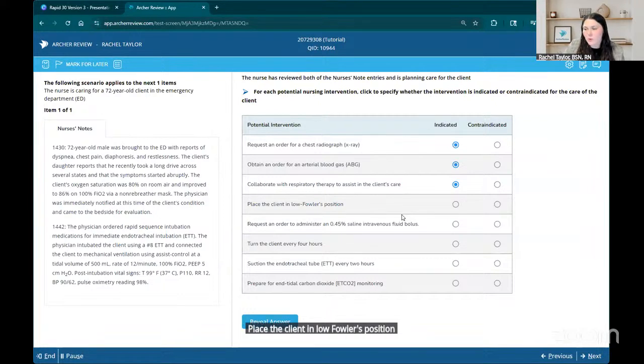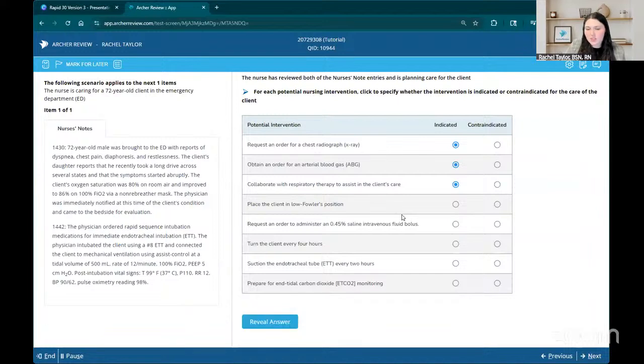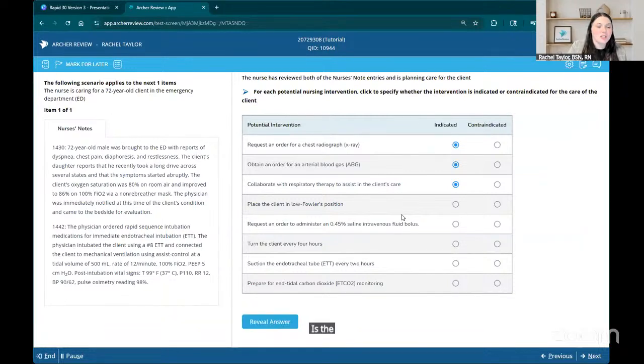Place the client in low Fowler's position. 1 or 2 for this one. What do we think? Do we put someone who's mechanically ventilated in low Fowler's? Seems like a bad idea. What positioning would we want to use and why? So typically we're not going to do a full high Fowler's when they're mechanically ventilated, typically a semi-Fowler's. We want them to be able to breathe well, but I usually don't have them totally flat because I don't want them to aspirate on anything. So typically semi-Fowler's is the best positioning here.